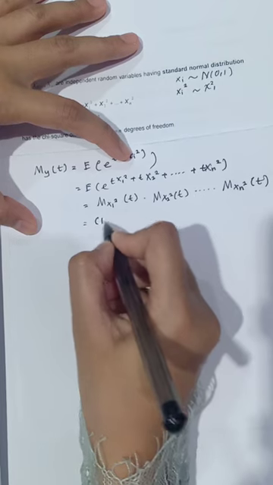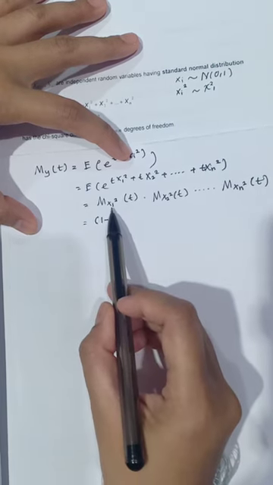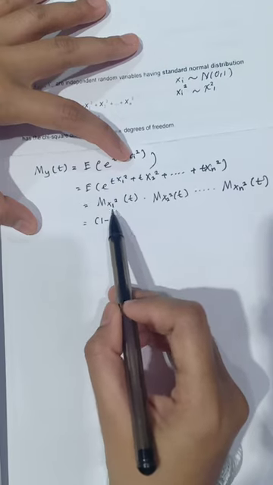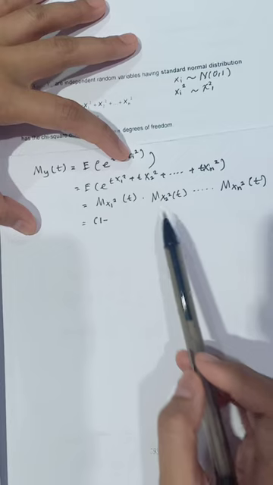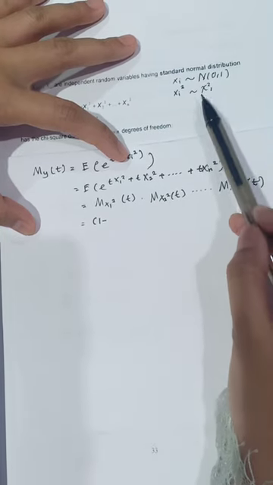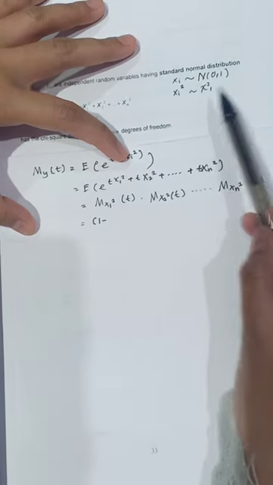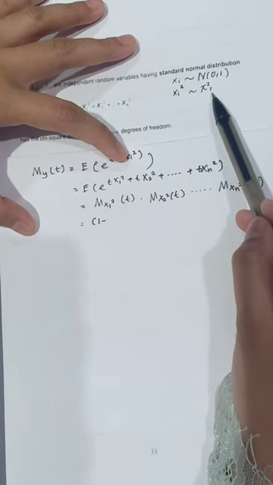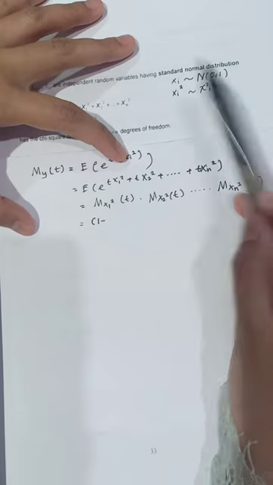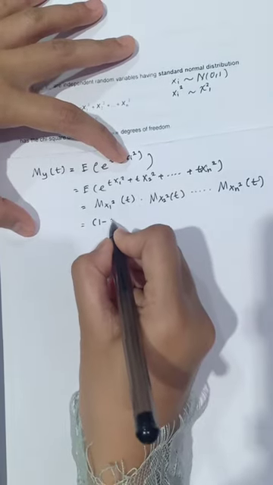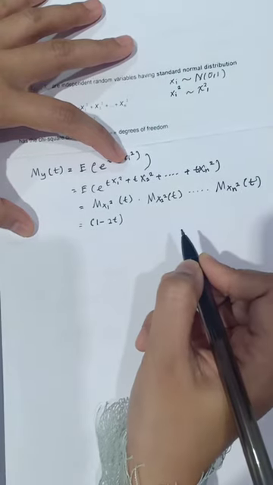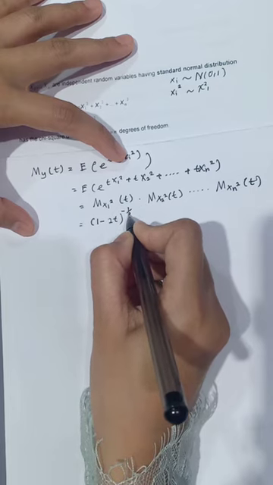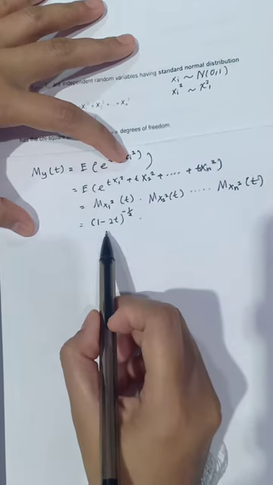So it will be MX1 square. Okay, sorry, M of X1 square at t is the MGF for chi-square 1, M of X2 square at t is also the MGF for chi-square 1, until M of Xn square at t is also the MGF for chi-square 1, according to the previous theorem. So the MGF for chi-square will be (1 minus 2t) to the power of negative 1 over 2, with 1 degree of freedom.